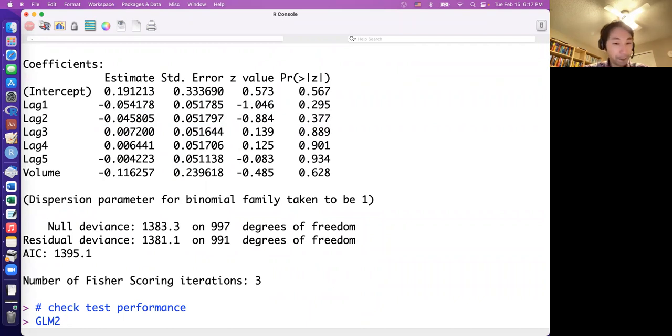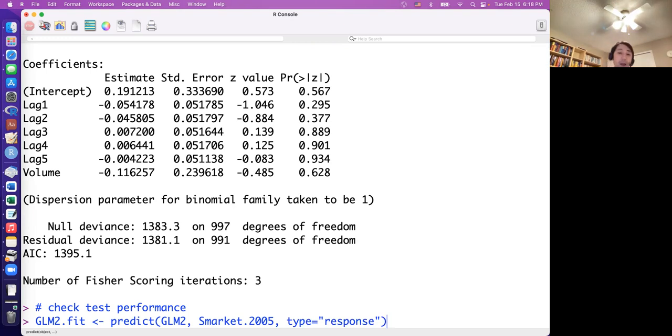We want to fit the model. Oh, sorry, we want to predict the direction for the test set. And for the fitted probability, we have to type type equal to response. And we are using the data equal to Smarket.2005. Maybe we have to say newdata or something, but actually I think probably newdata. Maybe we can omit this for now.